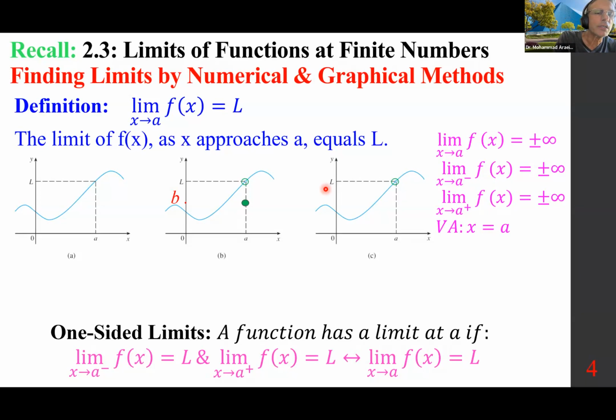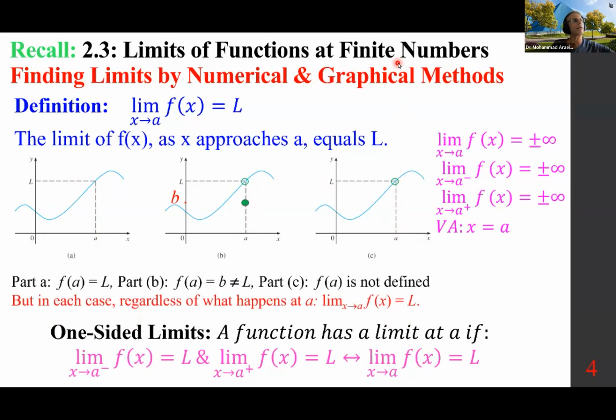The difference is, in this case, f of a is also L because we don't have a break, we don't have a hole, precisely at a. Whereas here, precisely at a, the solid point gives us B. Precisely at a, we don't have a solid point, the limit exists, but the functional value is missing, is undefined. So I hope everybody is comfortable with this concept.